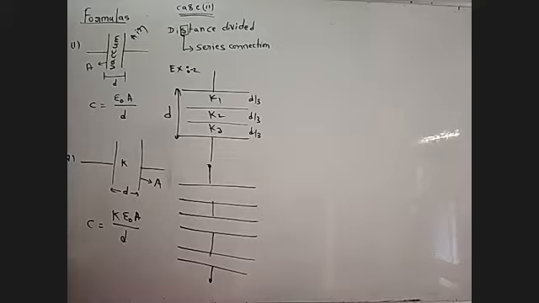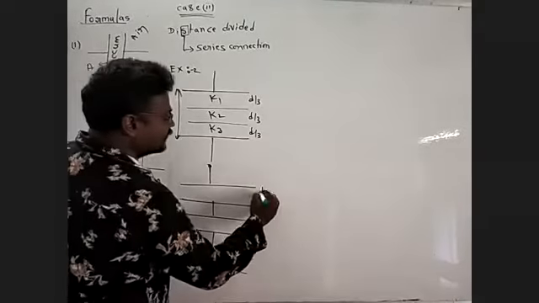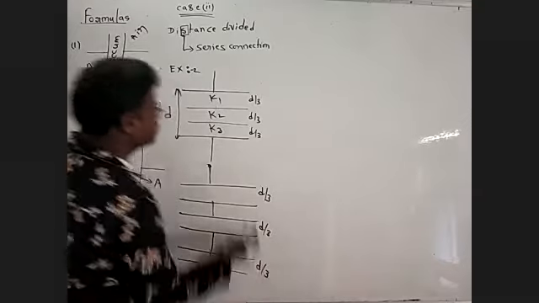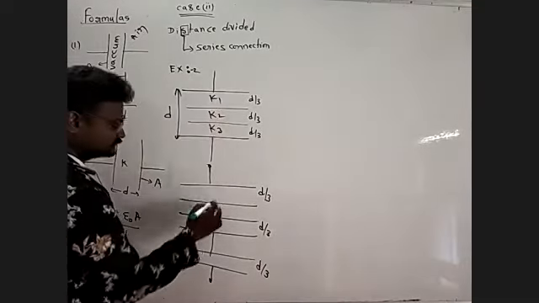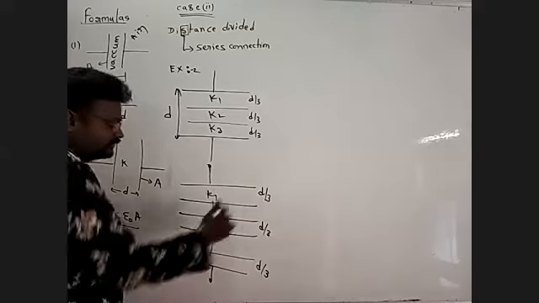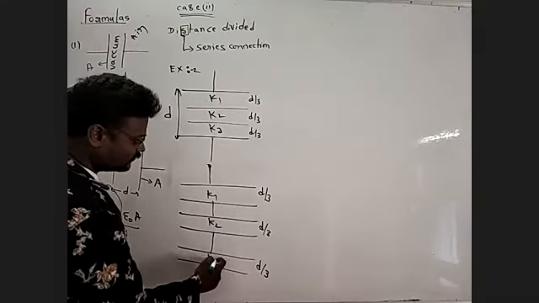Third capacitor. This is a distance. What is the distance? It is D by 3 for this one, D by 3 for this one, D by 3 for this one. This gap is filled with the dielectric slab K1. This gap is filled with the K2 dielectric. This gap is filled with the K3.